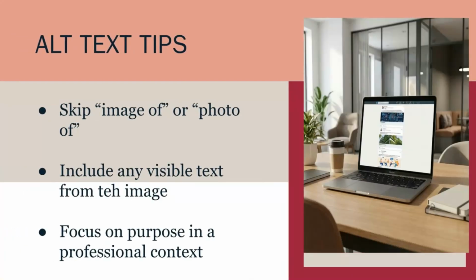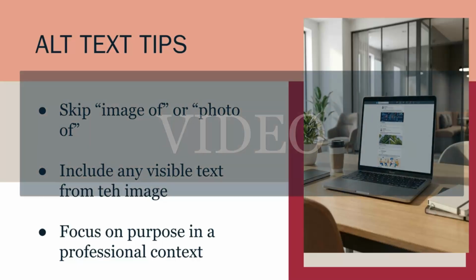A few tips to writing good alt text are to skip the words image of or photo of. Screen readers already detect that that's what the element is and will announce that. Include any visible text that's in the image. So if your image says, join our webinar on Wednesday, that should be included in the alt text. Here you'll want to focus on the purpose and professional context of the image in relation to your post.